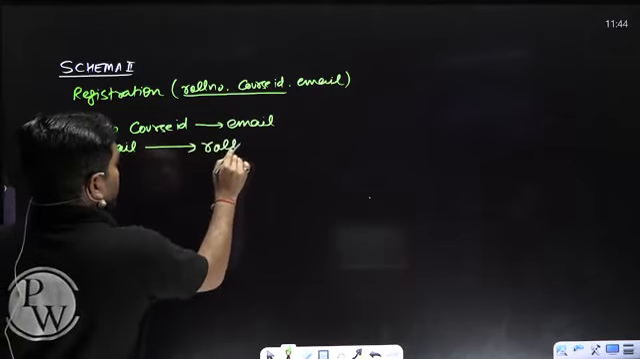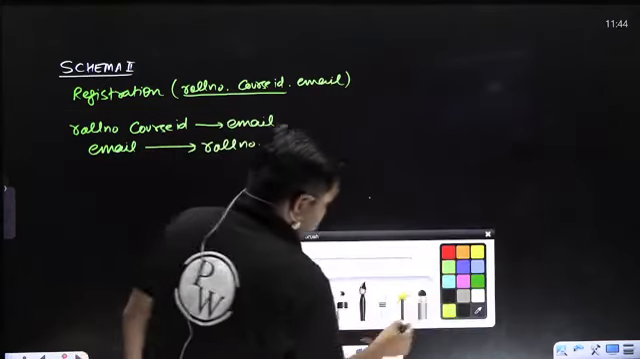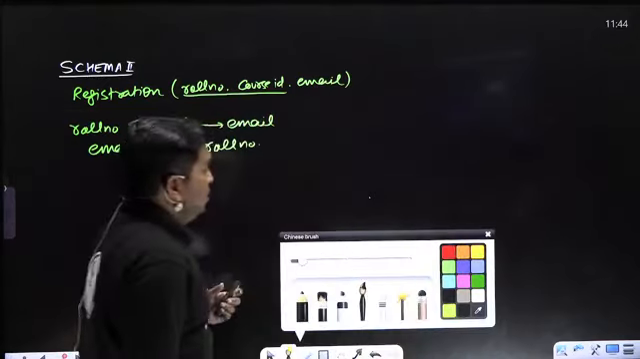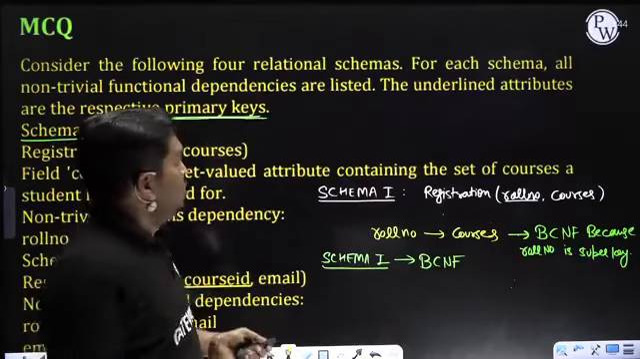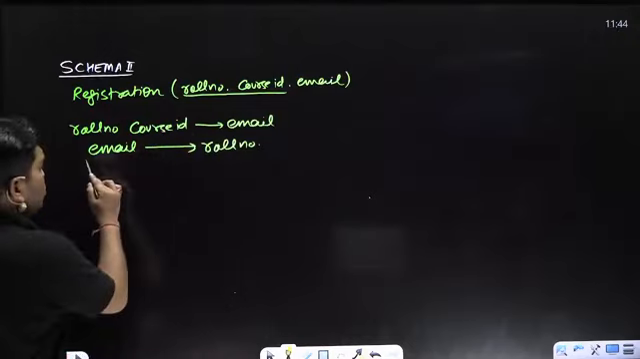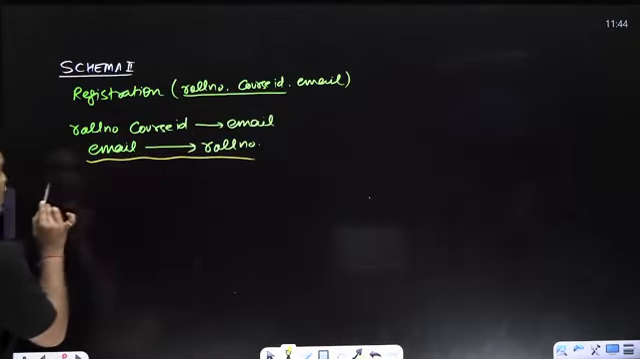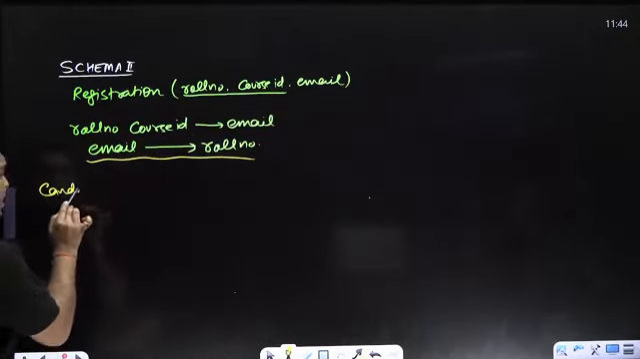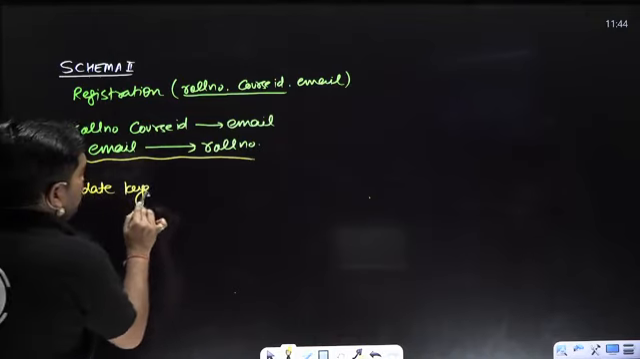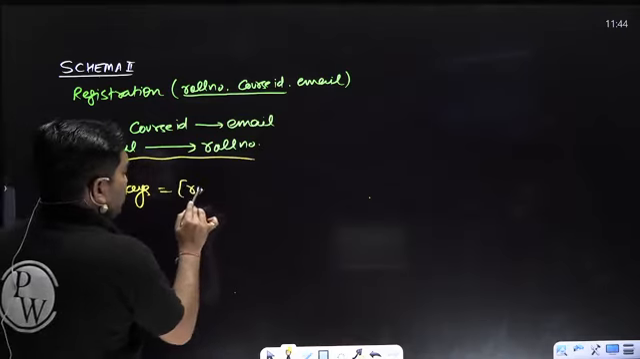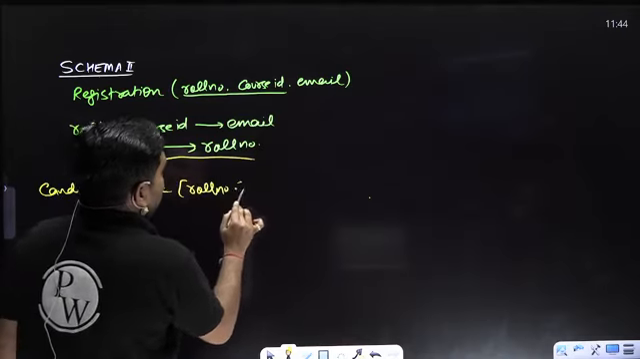Email to roll number, my dear. So first of all, you can see primary key is mentioned. My dear, read this question carefully. Primary key is mentioned. So here you can see, due to this FD, what are the candidate keys? Here the candidate keys, first already mentioned, are roll number and course ID.